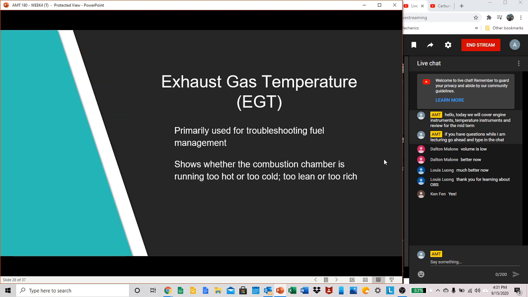And EGT, or exhaust gas temperature. EGT can primarily be used for troubleshooting fuel management. That is a good tool that is used in order for people to troubleshoot their fuel management. It can show whether the combustion chamber is running too hot or too cold, or too lean or too rich, and can be adjusted based on your EGT reading.